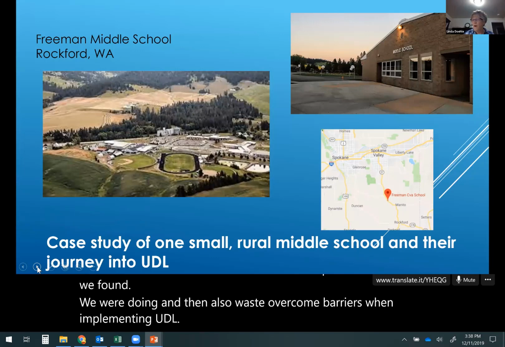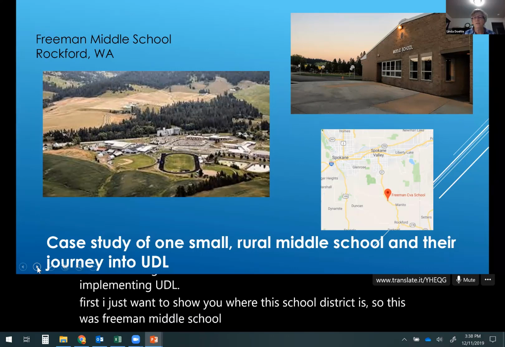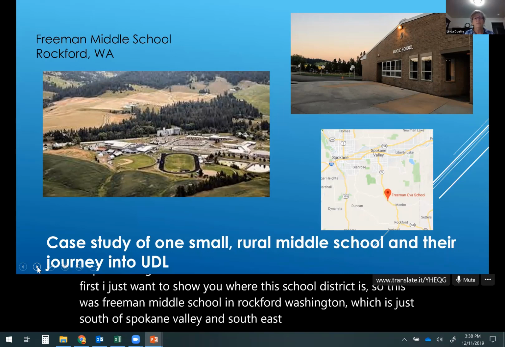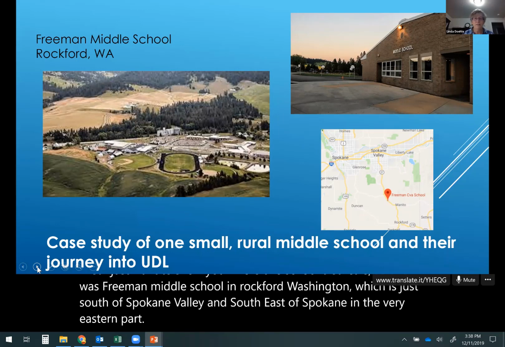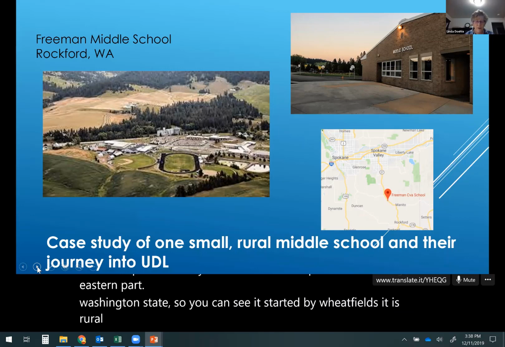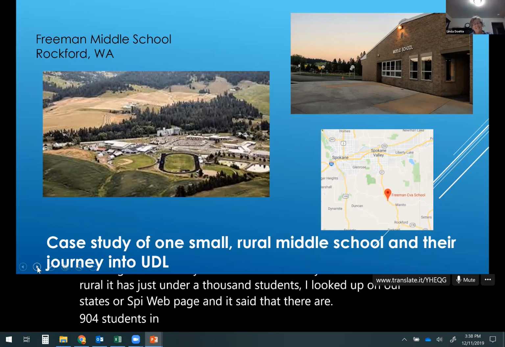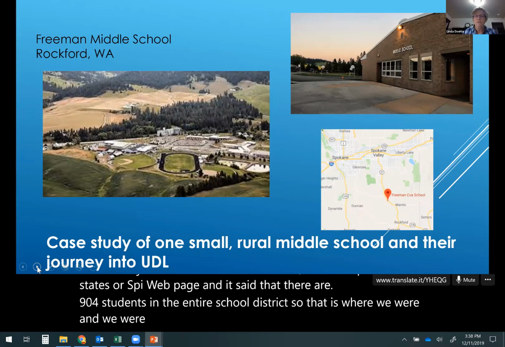First, I just want to show you where this school district is. This was Freeman Middle School in Rockford, Washington, which is just south of Spokane Valley and southeast of Spokane in the very eastern part of Washington State. You can see it's surrounded by wheat fields. It is rural. It has just under 1,000 students. I looked up on our state's OSPI webpage, and it said that there are 904 students in the entire school district. So that is where we were, and we were working with a team of middle school students.